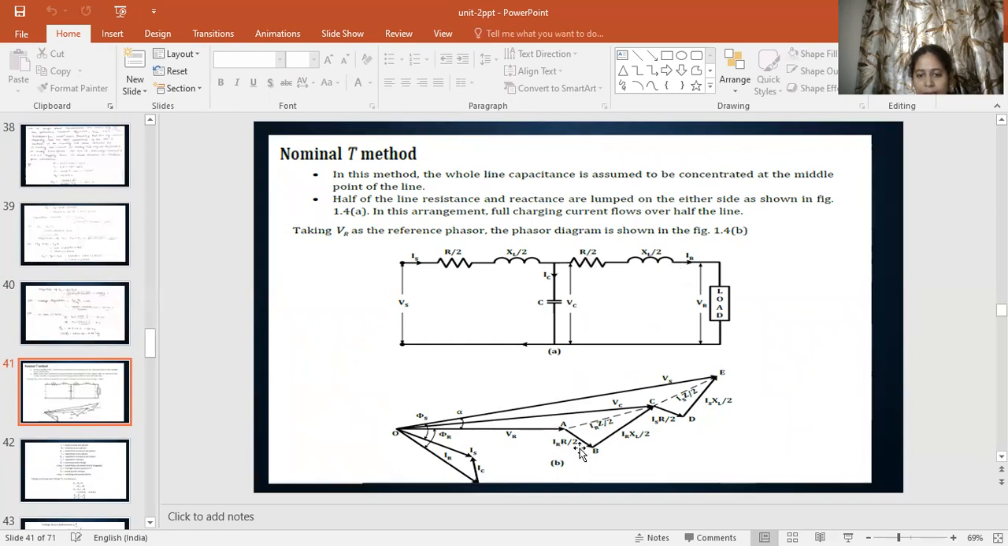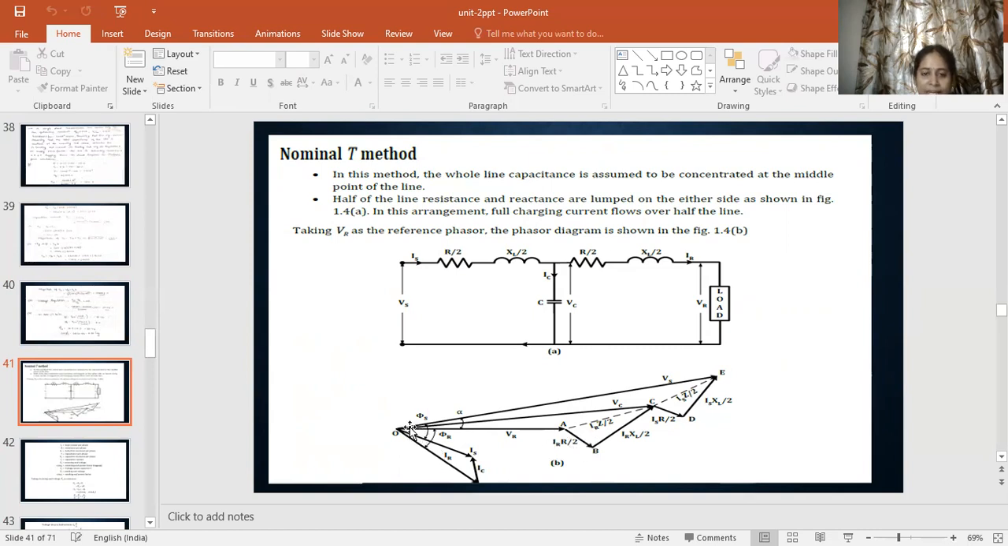IR into R by 2, IR into XL by 2. Adding these two, the drop can be added. Then we can get the value of Vc. Here the flowing current is Is into R by 2 at 90 degrees with respect to the angle, so Is into XL by 2, and the drop can be Is into Z by 2 and IR into Z by 2 drop, in the impedance form.